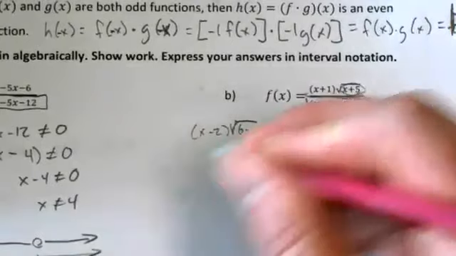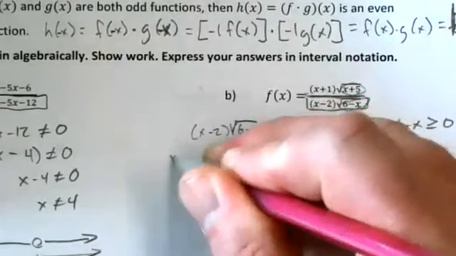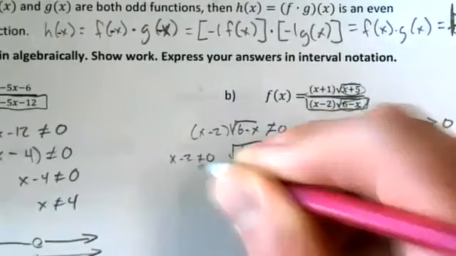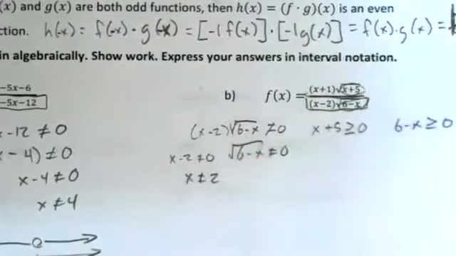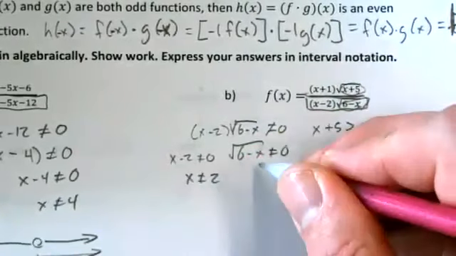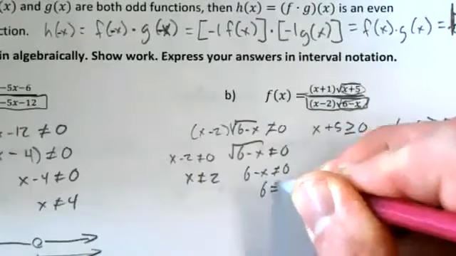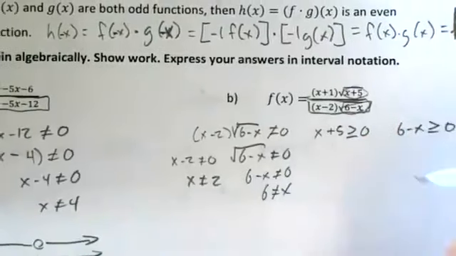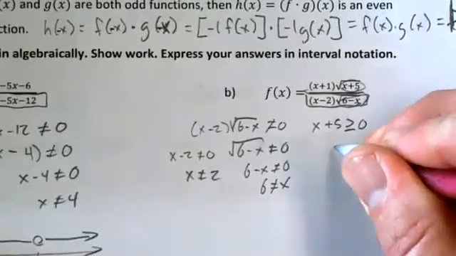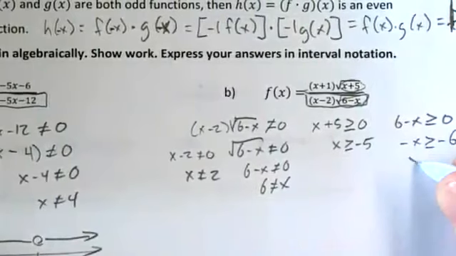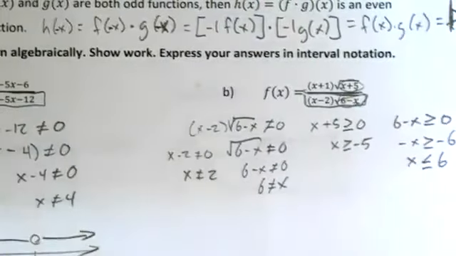Solving this, we'll split it up. Since it's multiplied not equal to 0, we can do x minus 2 not equal to 0. 6 minus x and a square root not equal to 0. This one's easy to solve. This one here, let's square both sides and then add x to both sides. So x can't be 2 or 6 so far. Solving this, what are we going to have? X is greater than or equal to -5. And over here, negative x greater than or equal to -6. Multiply both sides by a negative, that's going to flip my inequality. So x is less than or equal to 6.